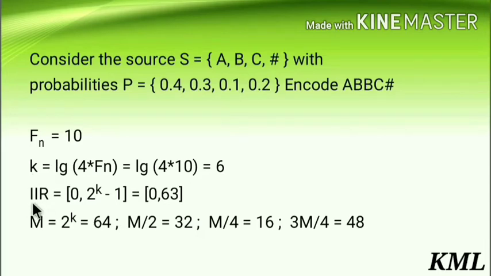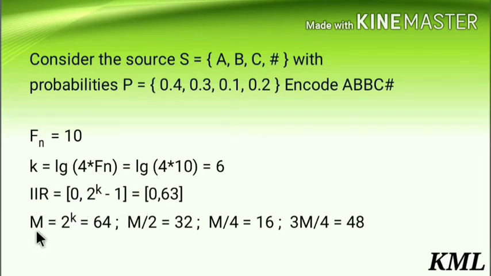Next, IIR is the initial interval range. So this is your initial range. In the floating point version, what was your initial range? 0, 1. Here also you have an initial range. How do you get it? The left hand side is 0, the right hand side is 2 raised to k minus 1. Now you have the value of k here. So 2 raised to 6 is 64, minus 1, so you get 63 here. And remember the brackets here: in the floating point version we used to have a square bracket and a parenthesis, but here both brackets are square brackets. So you get [0, 63] as your initial interval range.